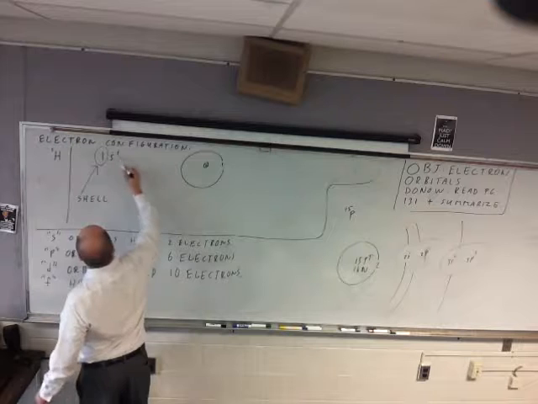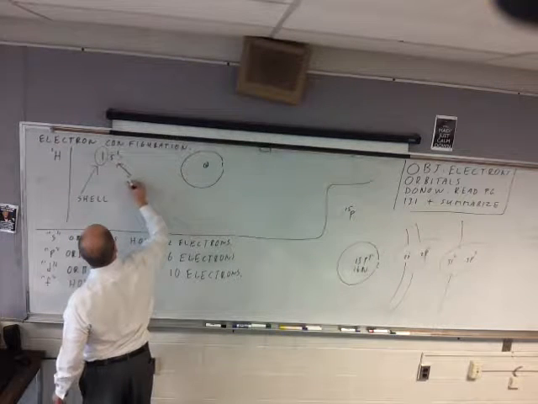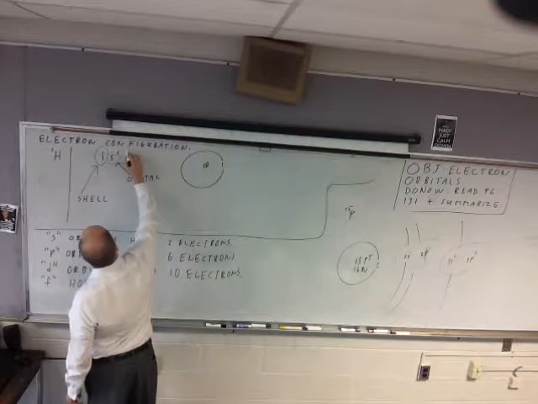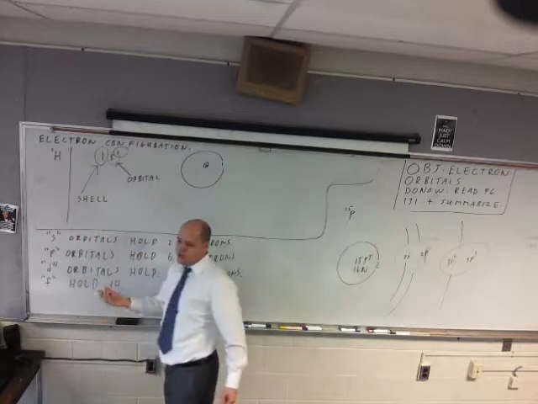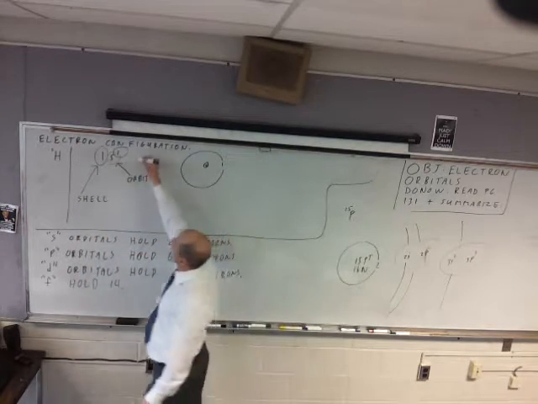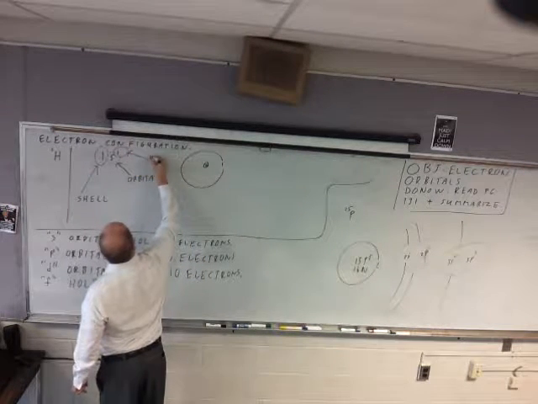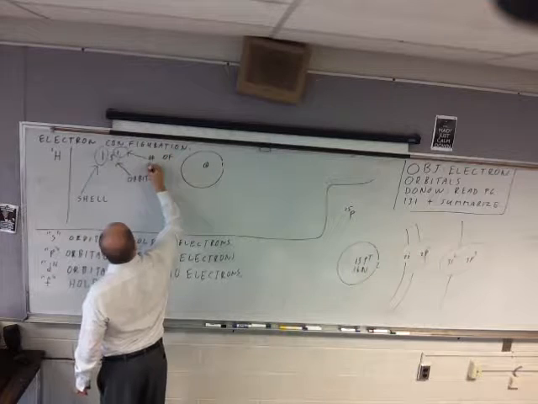It's the first shell, so it's a 1. The letter is going to be the orbital. And then this little superscript means like an exponent, right? That's going to be the number of electrons.